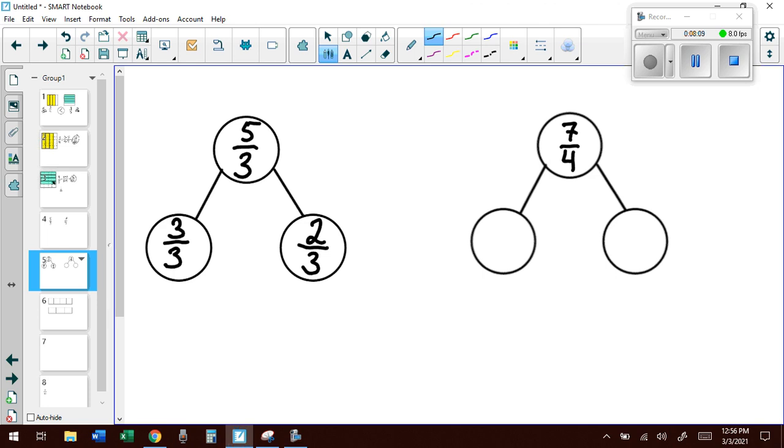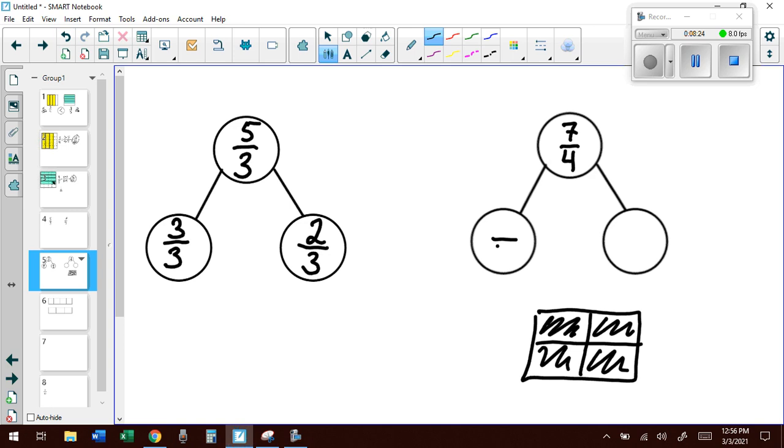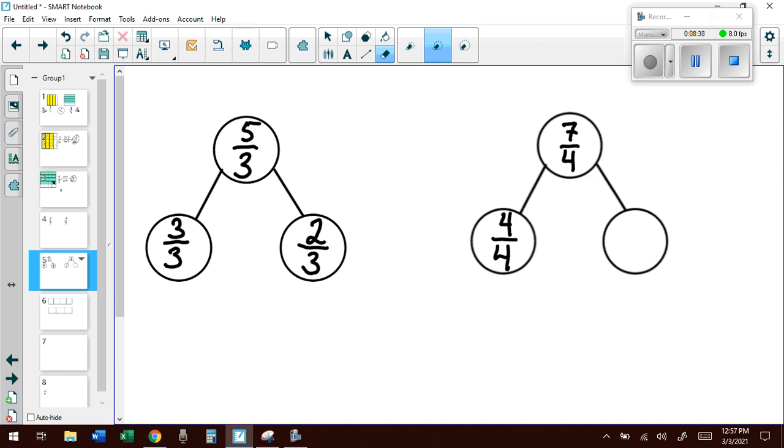Now we're going to do the same thing with fourths. How many fourths equal 1 whole? Well, if I had something partitioned into fourths, I'd shade in 1, 2, 3, 4 to equal the entire thing. So how many fourths equal 1 whole? 4. When the numerator matches the denominator, that equals 1 whole. Now our problem is, how many are left over? 4/4 plus how many fourths equals 7/4? 4 plus what equals 7? 4 plus 3.